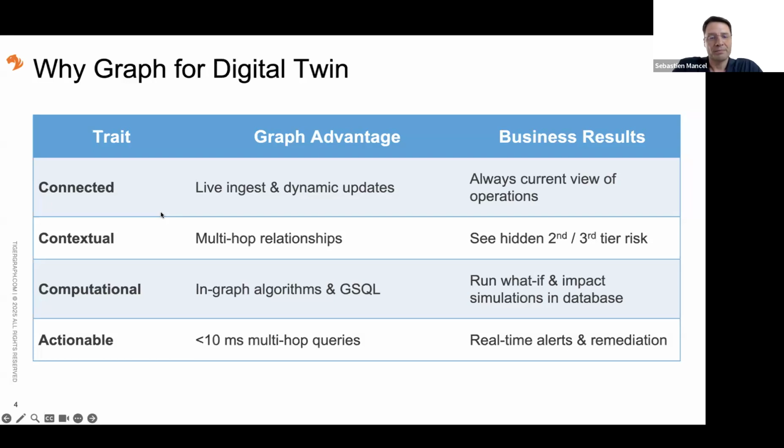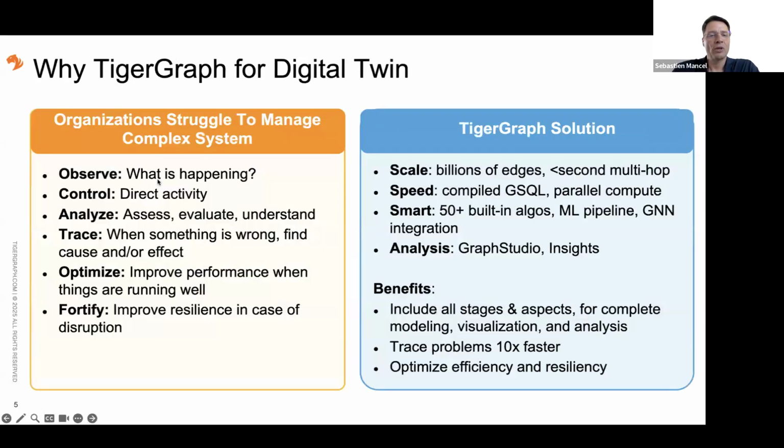Finally, they're actionable. With TigerGraph's sub-10 millisecond multi-hop query performance, you can generate real-time alerts, predict insights, and automate operational responses as conditions evolve. So let's take a closer look at how TigerGraph enables operational intelligence, helping organizations move from reactive to proactive, from fragmented to fully optimized operations.